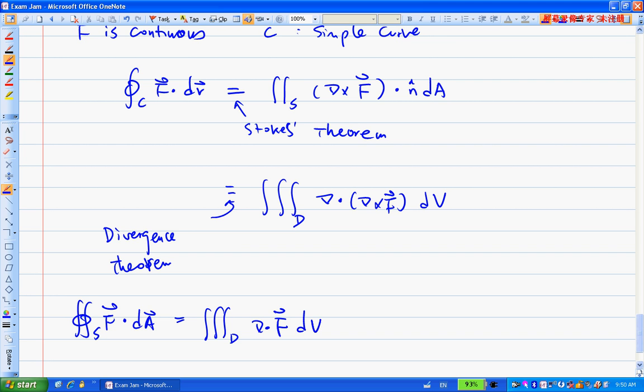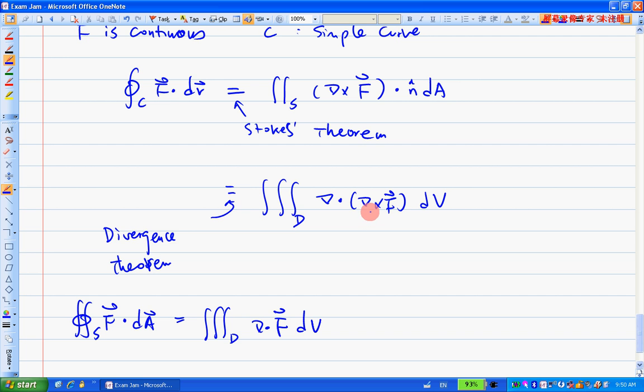Okay, this is the divergence theorem. So basically, here's a vector field F. So this F is del cross this, right? And so the divergence is del dot the F. So basically, here's a del dot this bracket here.